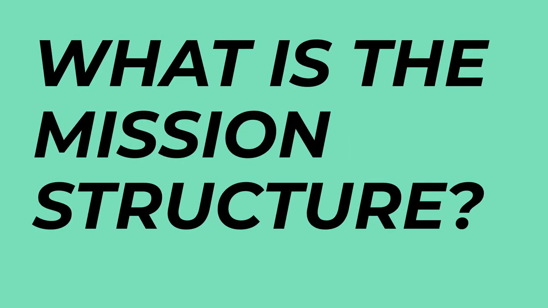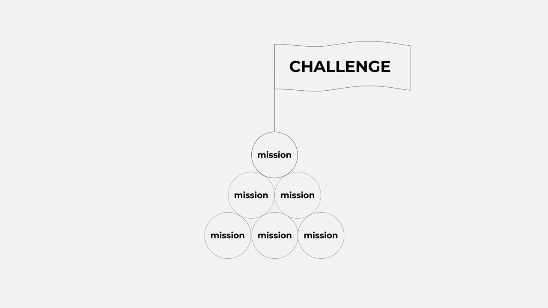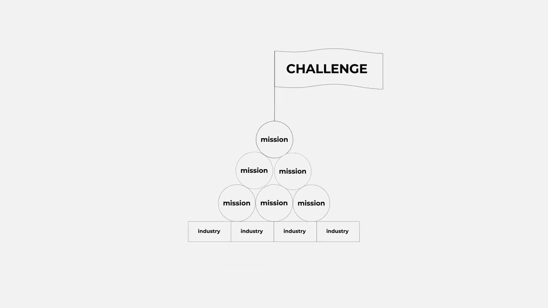What is the mission structure? With its citizens' help, the government determines the main challenges. The challenges are assigned to critical but solvable missions. Different industries work together to achieve these goals, learning from each other and helping the national economy.